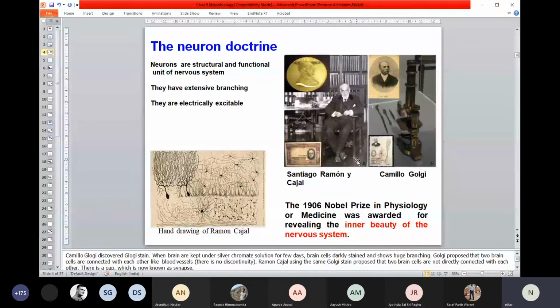See, there are two guys. One is called Camillo Golgi. He's an Italian scientist, and we all know the Golgi apparatus that's present in the eukaryotic cell. That's the guy who discovered it. But he also discovered a dye called Golgi stain. When he put a small piece of brain inside the dye, after maybe 1 week or 1 month, if you cut very thin sections of the brain and look under a microscope, you will be able to see that some of the cells in the brain have extensive branching.